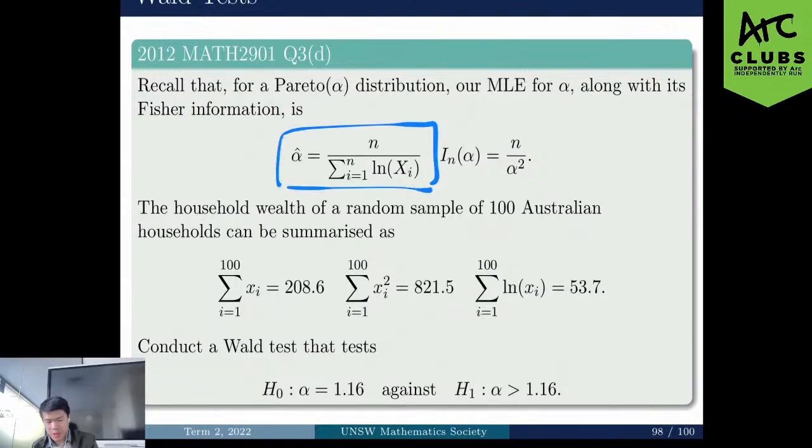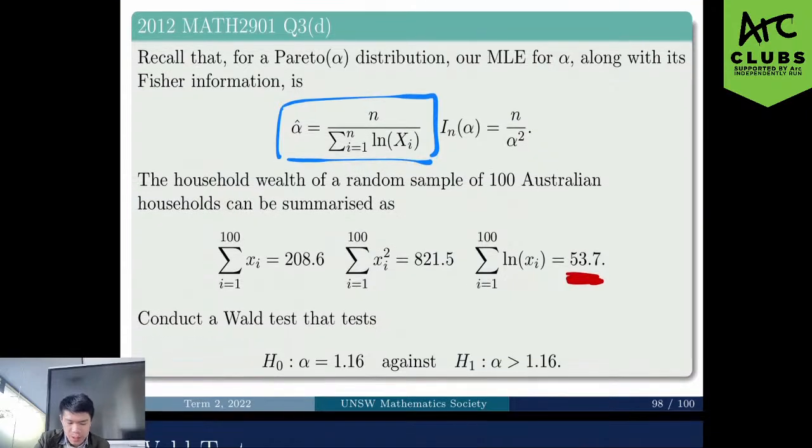Okay. So in this case, we actually got a test statistic, we can calculate it here. Alpha hat is equal to n divided by the sum of the logs. And the sum of the logs is equal to 53.7. That means that our value for alpha hat is equal to 100 divided by 53.7.